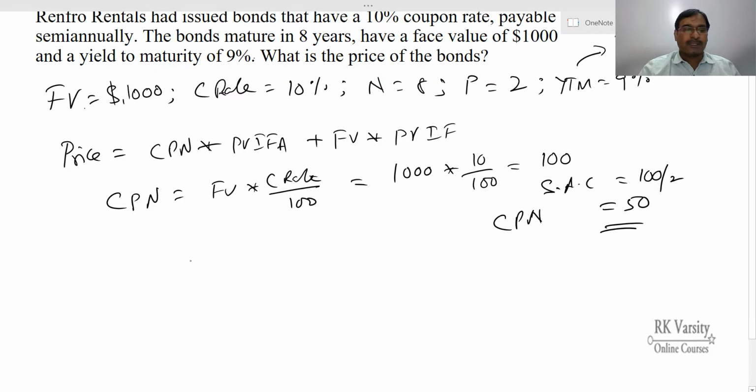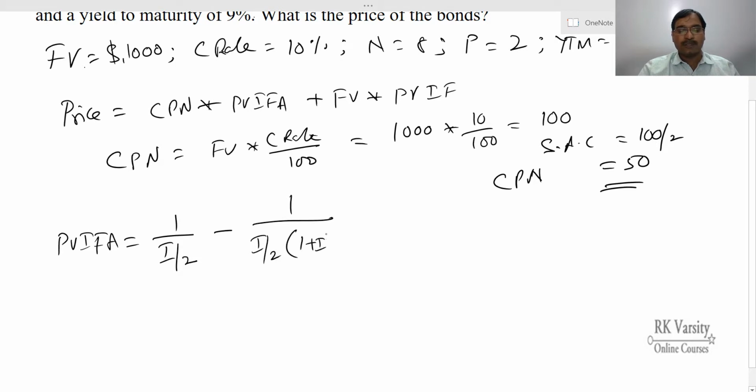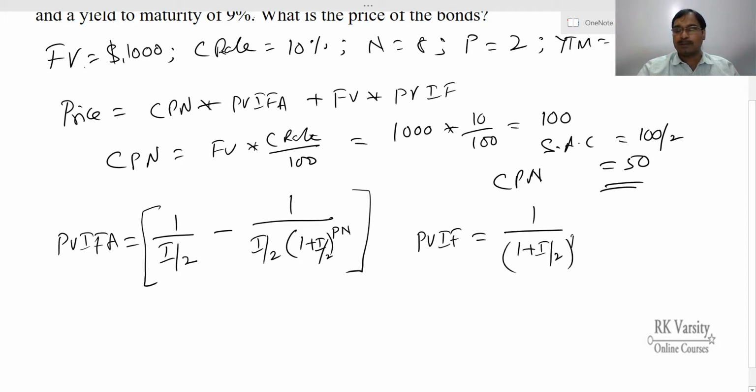Now to get your present value interest factor of annuity, this equals 1 upon I upon 2, minus 1 by I upon 2 times (1 plus I upon 2) to the power of P into N. Here I is the yield to maturity or discount rate, P is the number of coupon payments and N is the duration. Here also we'll take 2. And to get your present value interest factor, this equals 1 by (1 plus I upon 2) raised to the power of P into N.